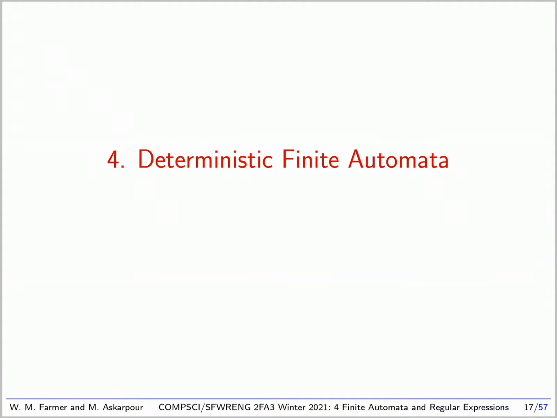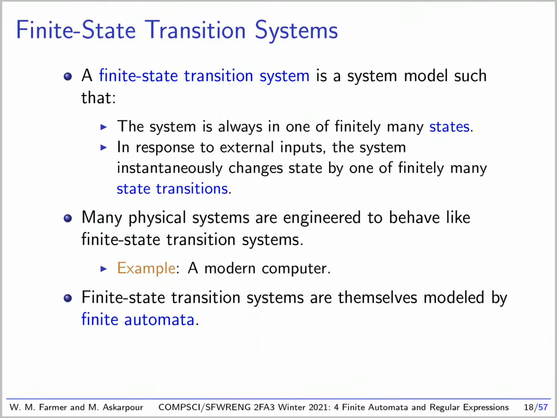So let's talk about finite automata. We have two types of computational models in general, deterministic and non-deterministic. We start with deterministic finite automata, and then we'll talk about non-determinism later on. Finite automata is the most basic version of finite state transition systems that consist of a number of states and transitions between those states that are triggered by symbols from the input.